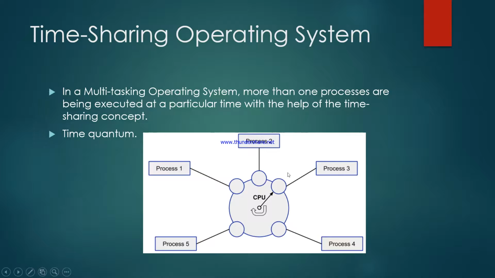This image describes the working of the time sharing concept. Here there are 5 processes: process 1, process 2, process 3, process 4 and process 5. This one is the CPU, and there is a time quantum. Process 1 will execute for this time quantum, then process 2 will come into the picture and it will execute for the time quantum. After this time quantum, process 3 will execute, and similarly process 5. After the first cycle, once again the cycle will repeat. In this manner the time sharing operating system will behave.